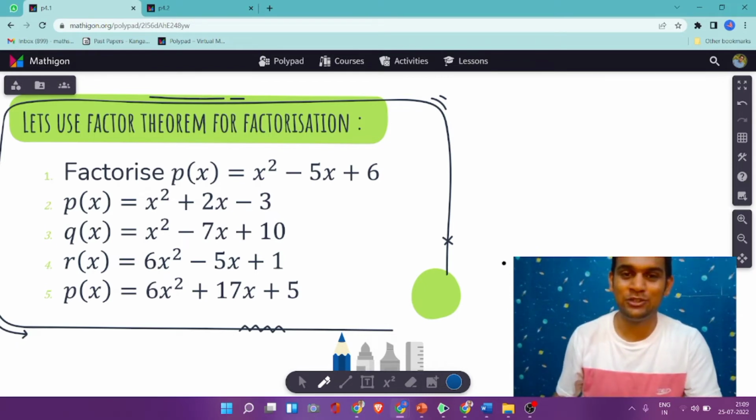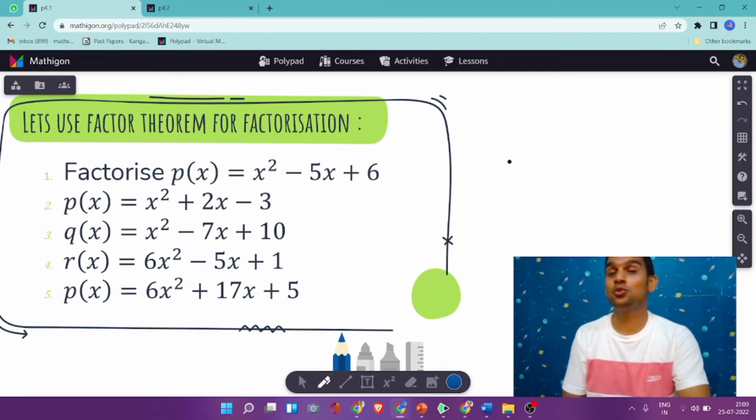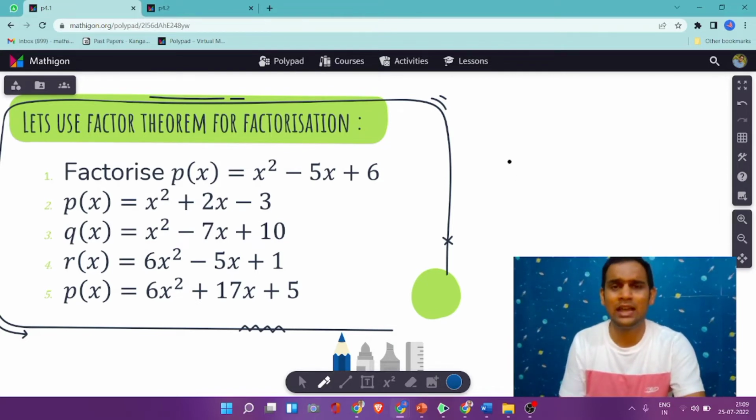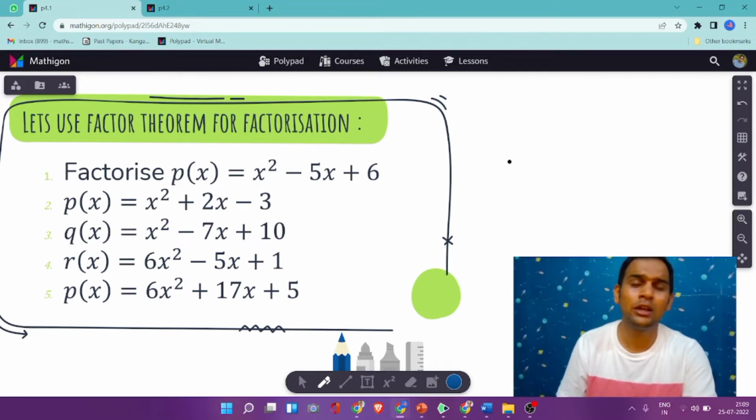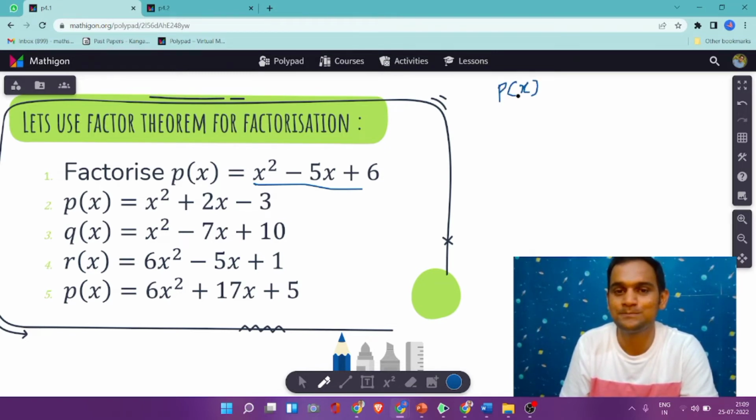I will explain you in detail once we do discuss the cubic polynomial. We only have to discuss cubic polynomial. We can also go to biquadratic and all the polynomials with higher degrees. Yes, but for now, let's focus on how to apply factor theorem for factorization in case of a quadratic polynomial. So now we have p of x equals x square minus 5x plus 6.